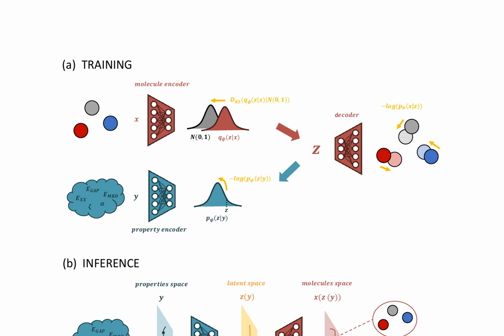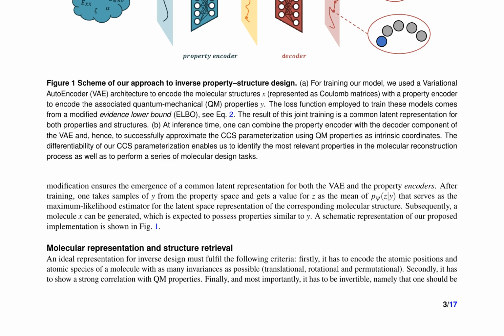The methodology employed in the inverse property structure design involves training a variational autoencoder (VAE) architecture to encode molecular structures and their associated quantum mechanical properties. This training utilizes a modified evidence lower bound (ELBO) loss function, ensuring a common latent representation for both properties and structures. The joint training enables the inference process, where the property encoder is combined with the decoder component of the VAE to approximate the CCS parameterization using quantum mechanical properties as intrinsic coordinates.